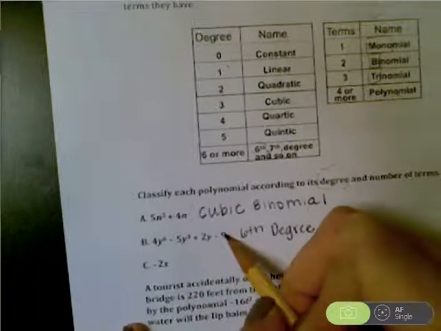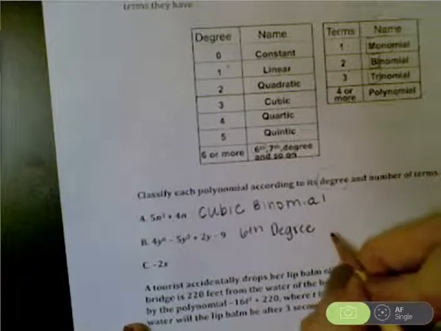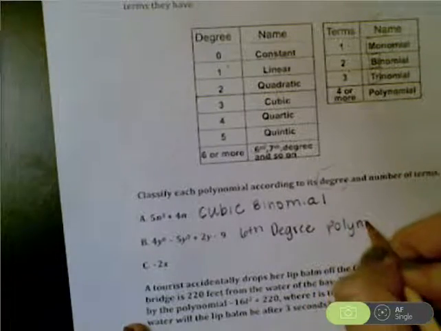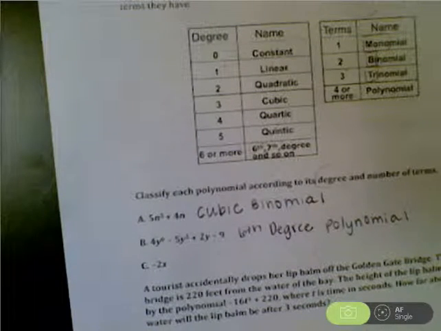And since it has how many terms? 1, 2, 3, 4. It would be a polynomial. So that's called a 6th degree polynomial.